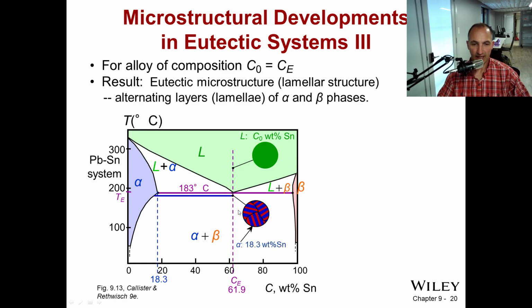So this lamellae is composed of alpha plus beta, and the alpha is blue, beta is red, and what is the composition of the alpha and the beta? So the composition of the alpha is just this blue line here. Drop that blue line down, and you have 18.3 weight percent in the alpha, and the composition of the beta is 97.8 weight percent tin.